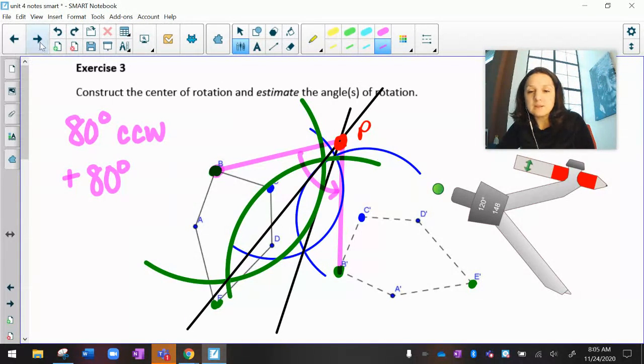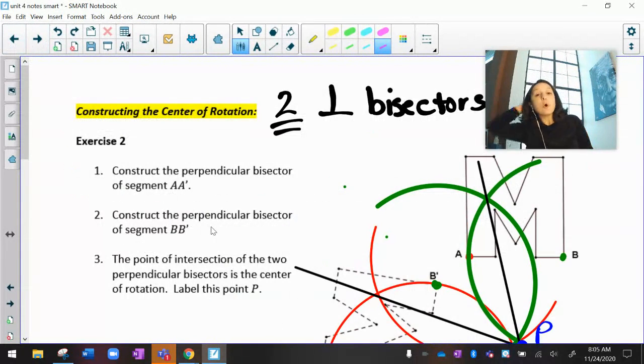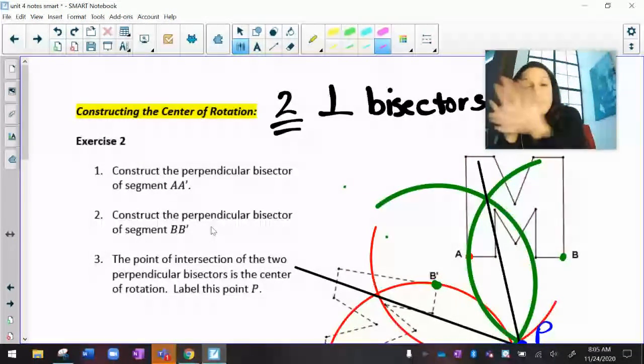Okay, I think that's the last page of this. It is. So that, my friends, is how you do rotations. So hopefully this made some sense.